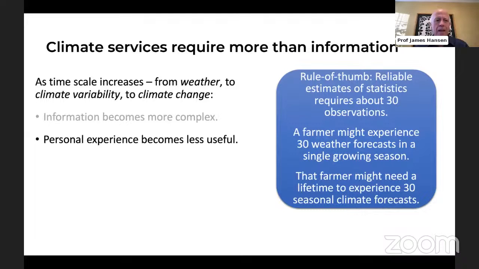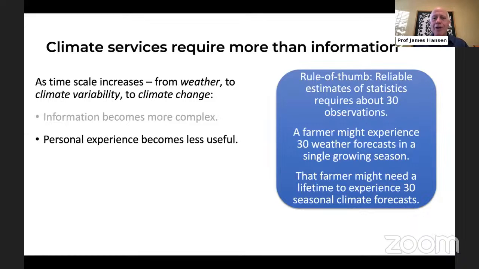Another thing that happens as we go from a weather to a climate variability to a climate change timescale is that personal experience becomes less useful. There's a rule of thumb in statistics that also applies to psychology, and that is that any kind of a reliable estimate of statistics requires about 30 observations.